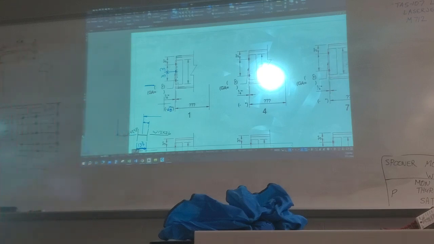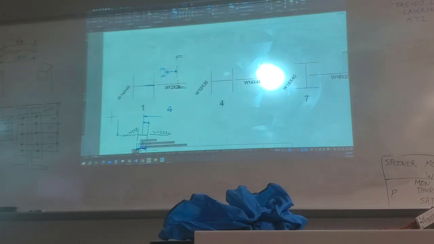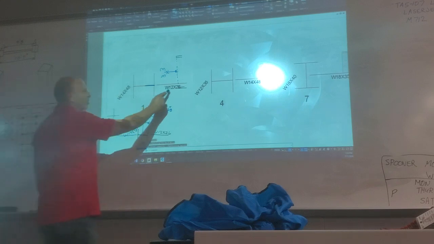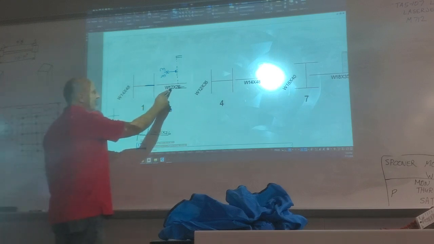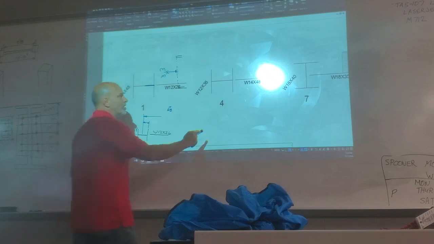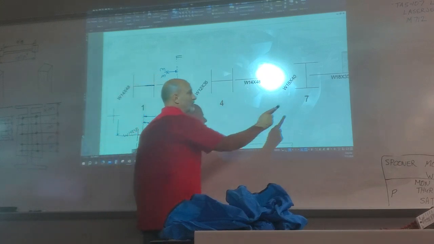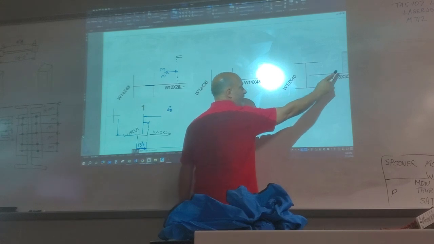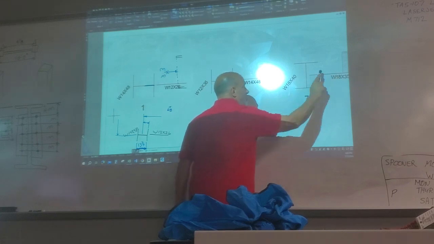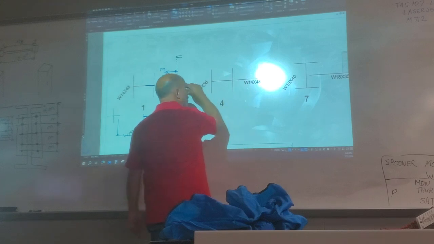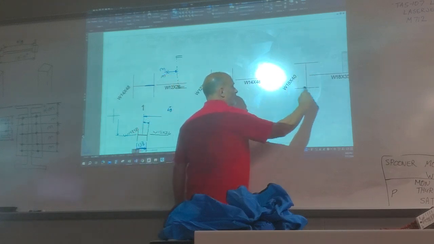So going back to that other sheet. On this one right here, you're gonna look up the 12 by 26. That sets the number of rows. Over here, the 14 by 48, that sets the number of rows. Over here, W18 by 35, that sets it. So these are the beams. Those are what sets how many rows there are. These are the columns.